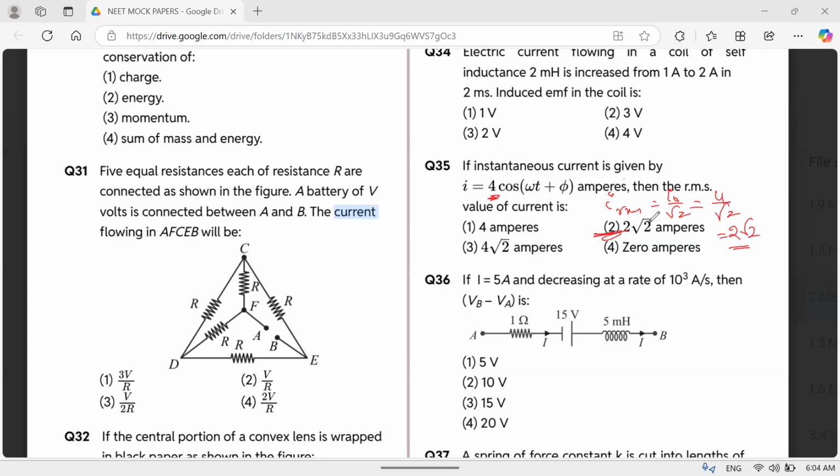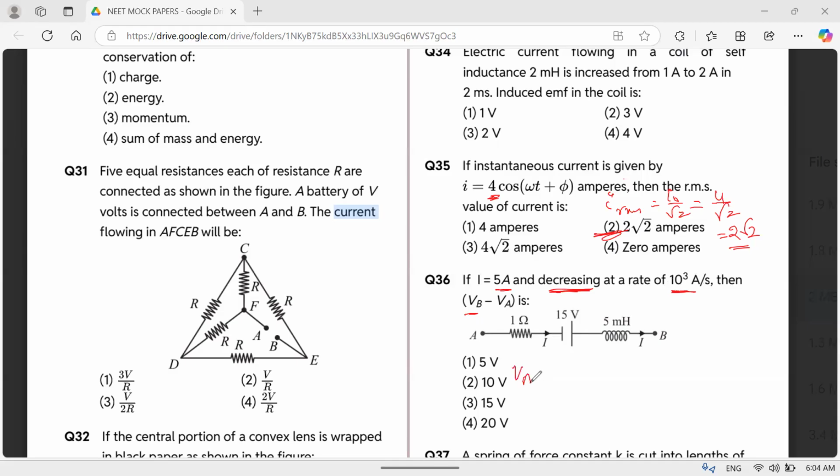Yes. Isn't it? 36. If current is 5 ampere and decreasing at the rate of 10 power 3. This is important. Decreasing at the rate of 10 power 3. Then the value of VB minus VA will be equal to how much? Inductor is given, resistance is given, potential is given. I'm starting from here, apply the Kirchhoff voltage law.